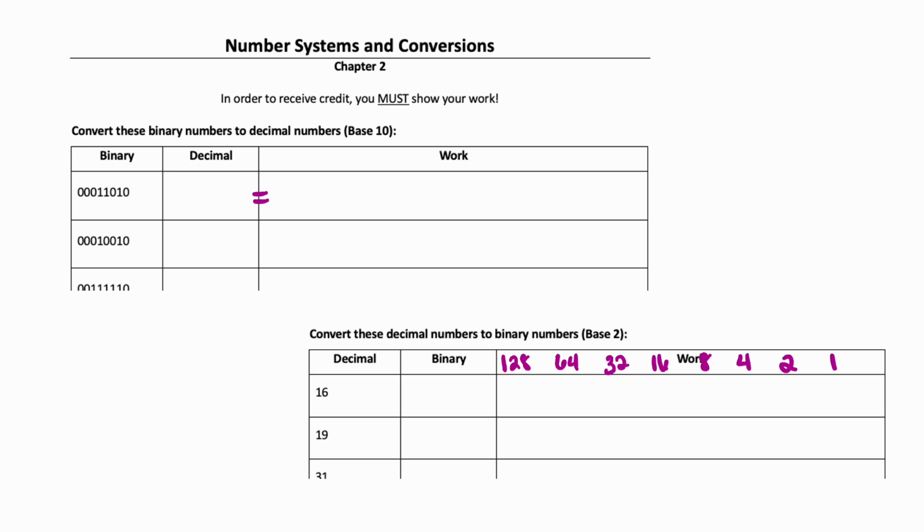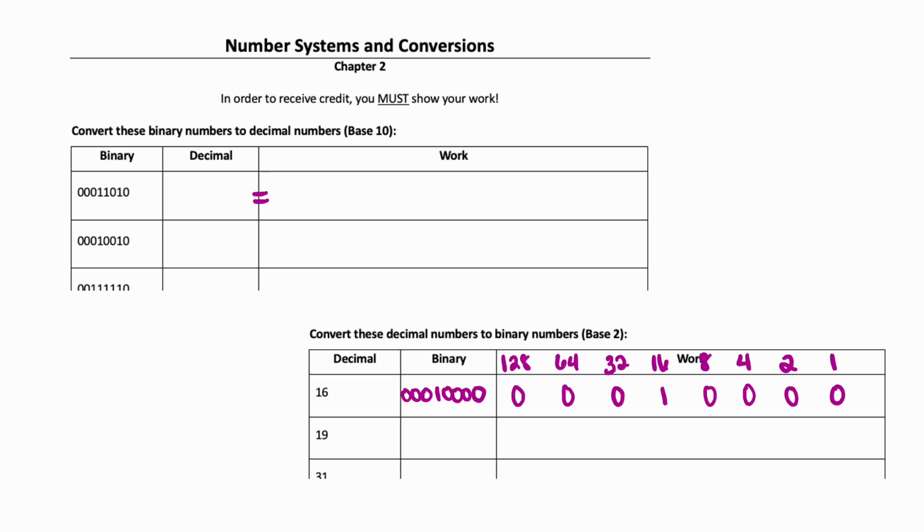For 16, there are 0 128s, 0 64s, 0 32s, but 1 16. After that, we've already reached our decimal number, so the rest will be zeros. This gives our final binary number of 0001 0000.